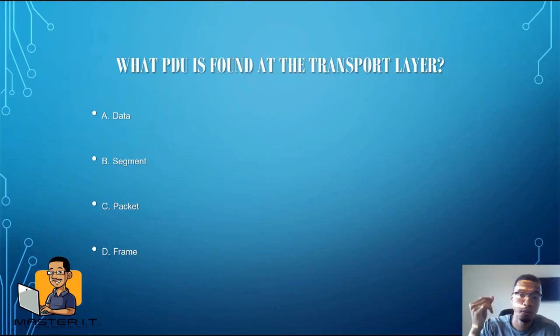What PDU is found at the transport layer? What protocol data unit is found at the transport layer? What do we think? A segment. Perfect. And then everything above that turns into data.